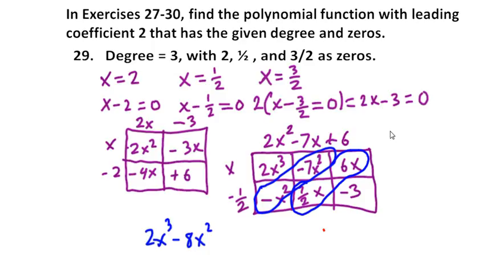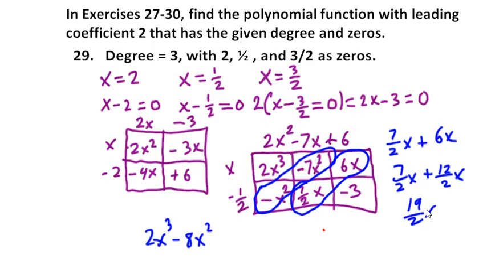So that's 2x to the third power minus 8x squared. Then 7/2 x plus 6x is the same as 7/2 x plus 12/2 x, right? So we get 19/2 x. In decimal form, that's 9.5x. And finally, we have minus 3. All we have to do now is check. We have a leading coefficient of 2.